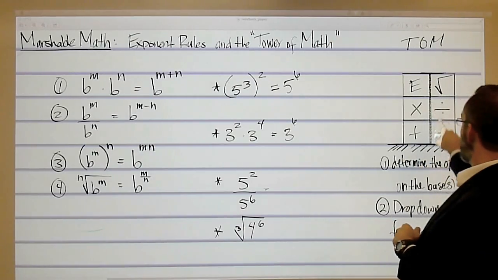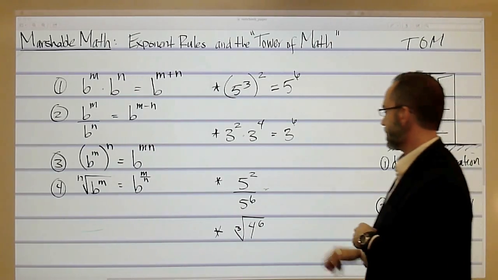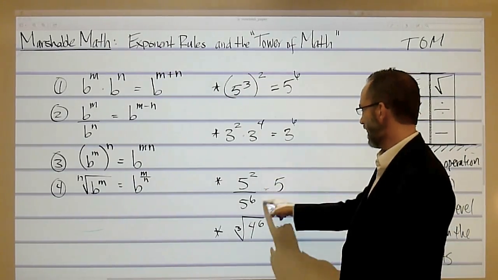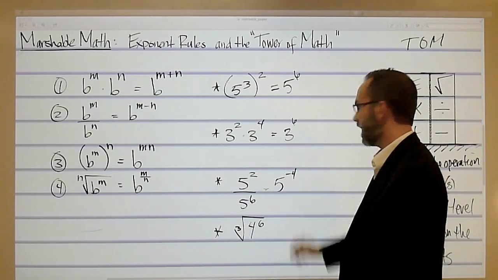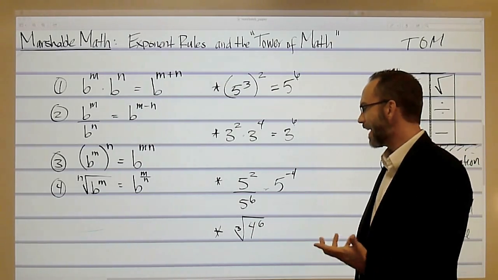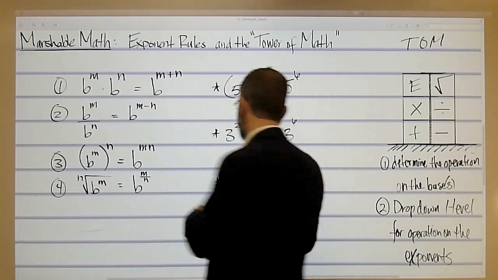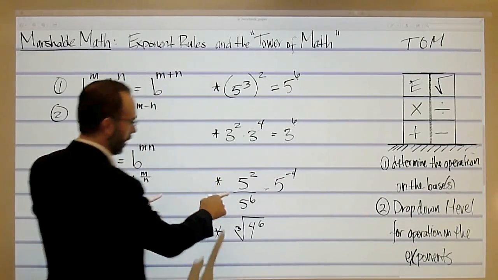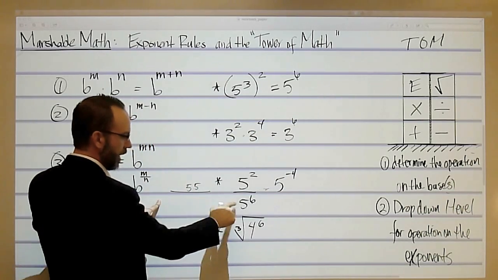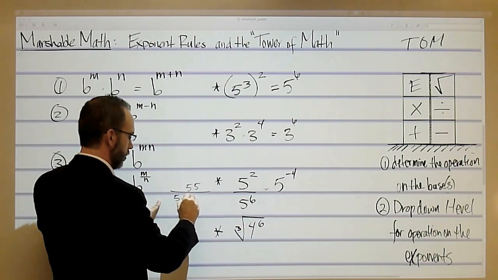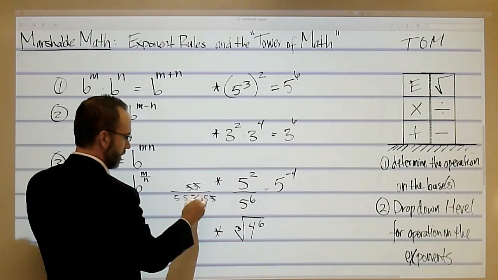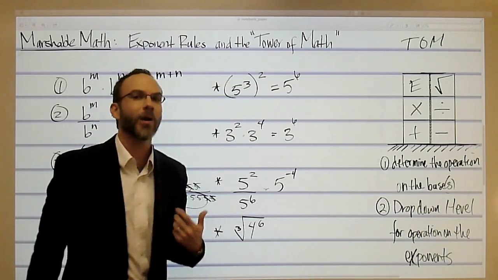This one down here now is interesting. I'm dividing the bases, so I should be subtracting the exponents. It's 5 to the, wait a second here, 2 minus 6, really? Negative 4? Yeah, it's negative 4. So let's talk for a moment about what a negative exponent means. If I were to show you what 5 squared means, it's 5 times 5, and then on the bottom now I've got 6 of these, right? 1, 2, 3, 4, 5, 6. Cancel, cancel, cancel, cancel. I've got 4 left, yes, but where are they?